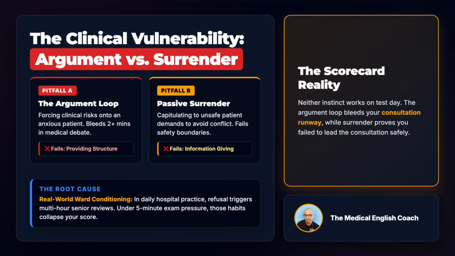On one hand, you might try to convince the patient using dense clinical risks. The patient digs in, objects again, and bleeds 2 minutes off your clock, while your score in providing structure plummets. On the other hand, you might try to avoid conflict by immediately capitulating to unsafe patient demands. That drops your marks under information giving because you failed to explain essential safety boundaries.